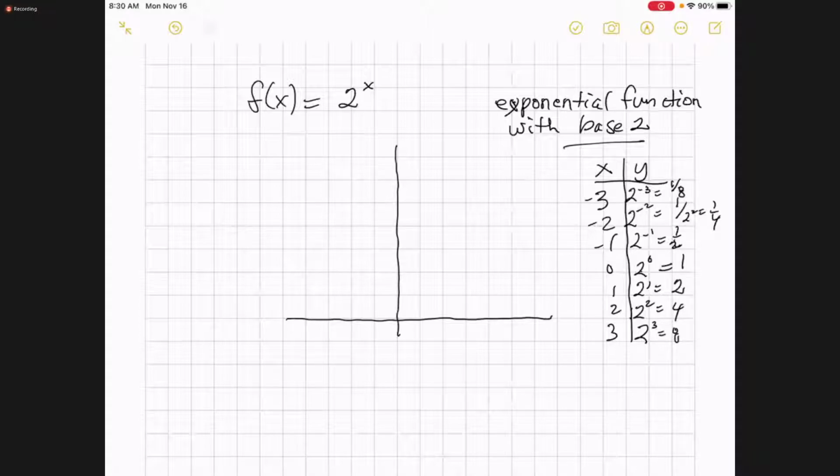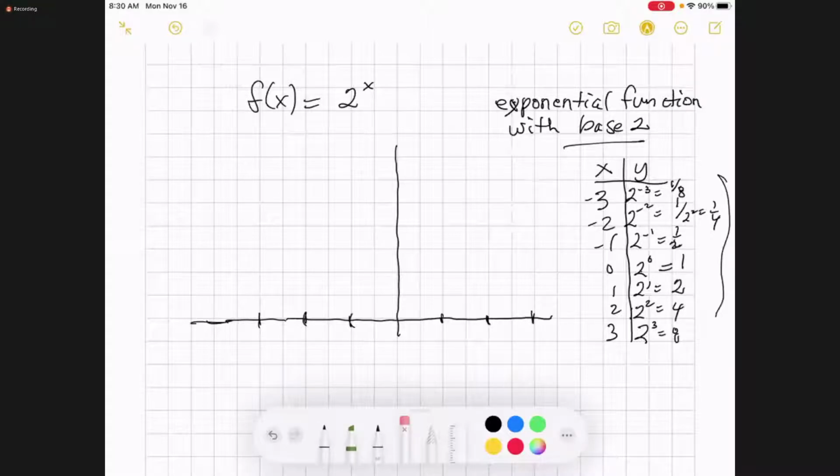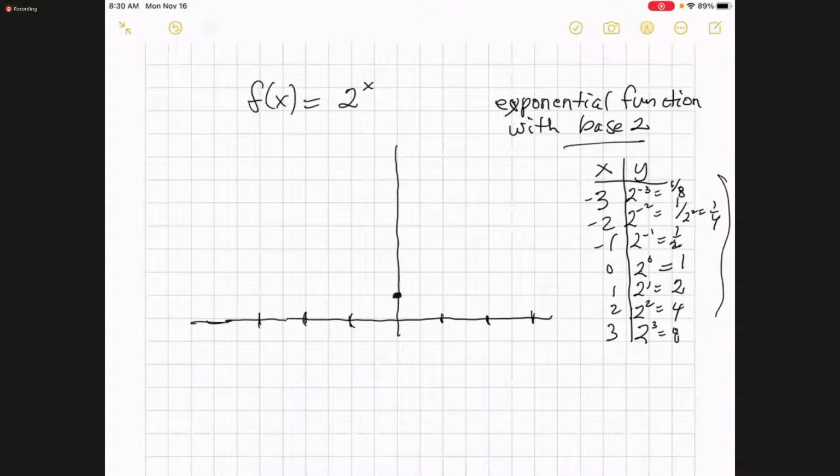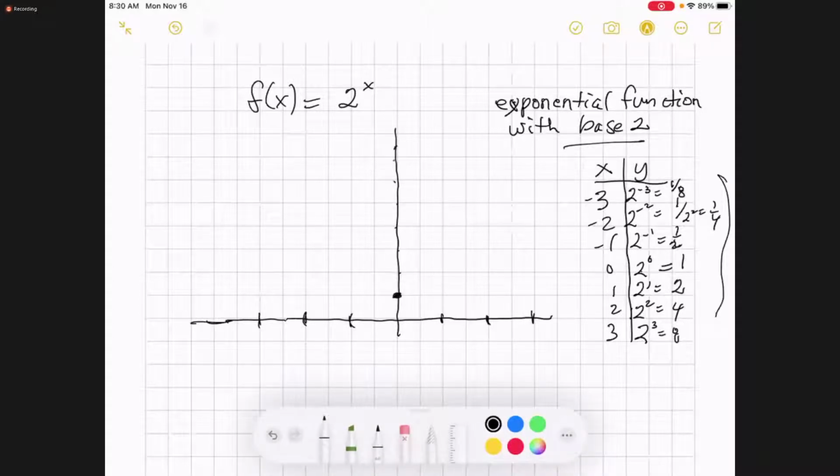Okay, so I'm going to stretch out the x axis and compress the y axis stuff. 1, 2, 3. Yeah, because these numbers are changing a lot faster than those numbers are. Okay, so points. 2 to the 0 is 1. That's going to be what I'm going to call 1. Okay, so 2, 3, 4, 5, 6, 7, 8. 2 to the minus 1 is a half. 2 to the minus 2 is a fourth. This gets a little bit hard. 2 to the minus 3 is 1 eighth.